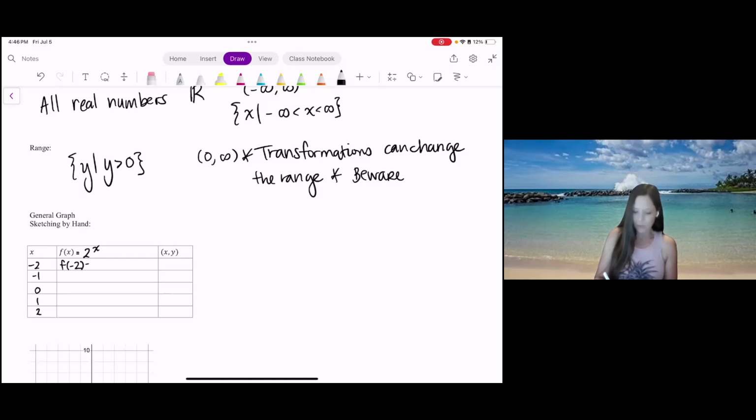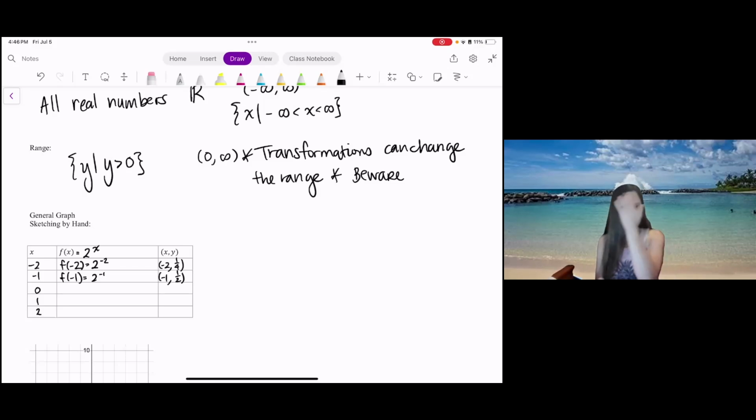F of -2 is equal to 2 to the -2. That's 1 over 2 squared. 2 squared is 4. That means I have 1 over 4. For x equals -2, I have 1/4. F of -1 is 2 to the -1, which is 1 over 2. F of -1 is then 1/2. F of 0 is equal to 2 to the 0 power, which is 1. For 0, I have 1 as my function value then.